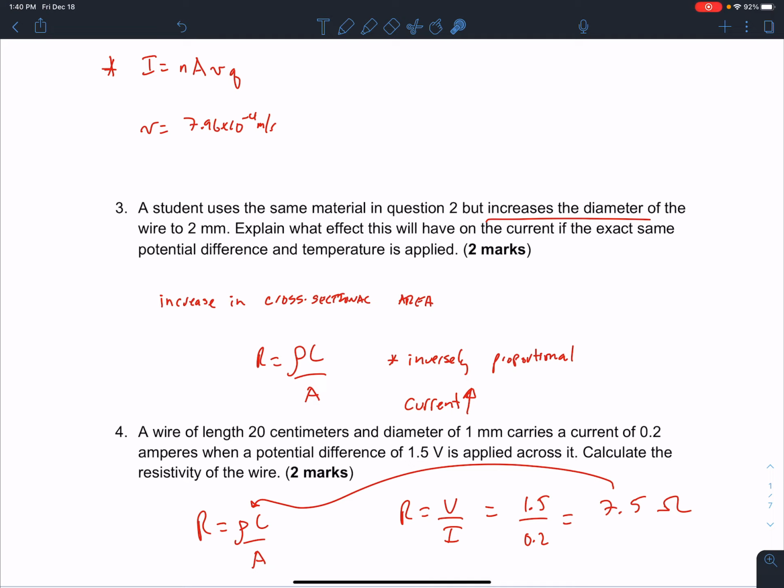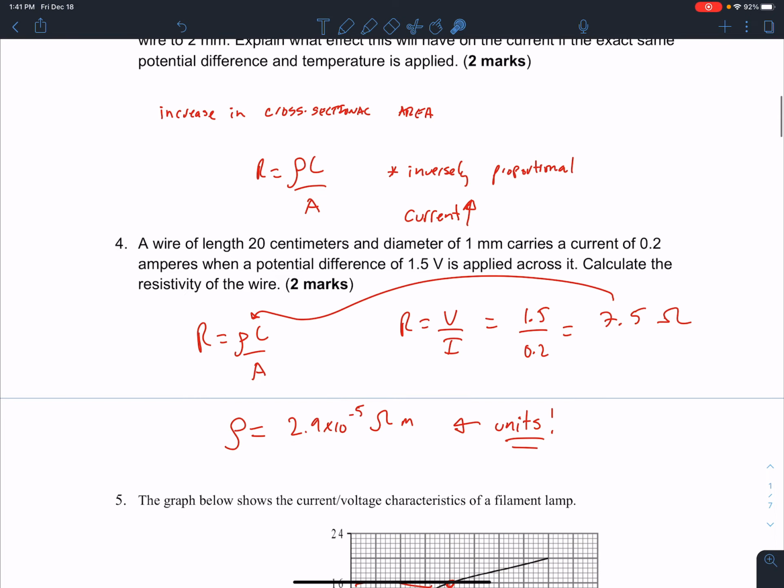All right. A student uses the same material in question 2, but increases the diameter. And how will that affect the current? If you increase the diameter, I'll use this formula to explain it. If I increase the diameter, I'm increasing the cross-sectional area, and that's inversely proportional. So my resistance is going to go down. If my resistance goes down, my current goes up. So an increase in area, increase in current, because I have more lanes for the charges to flow through a conductor.